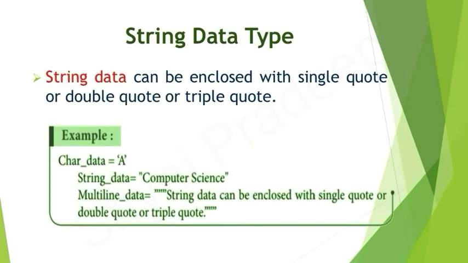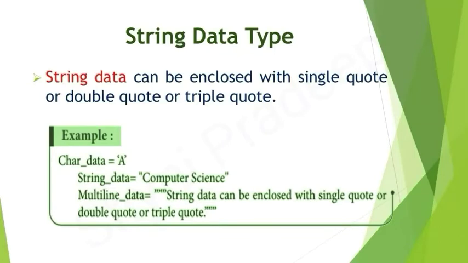Next, let us see the string data type. What do you mean by string data type? String data are enclosed within single quotes, double quotes or triple quotes. This is nothing but a sequence of characters. A sequence of characters enclosed within single quotes, double quotes or triple quotes is called the string data type. See one example, character data. Here, this single character is enclosed within single quotes.